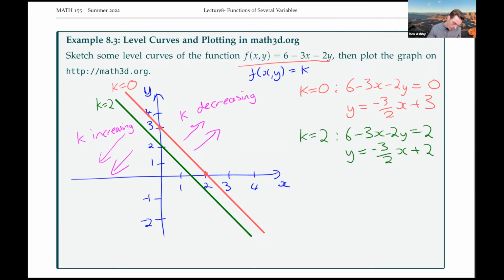And if we move along any of these curves here, then our output is going to be fixed. Okay, it's going to be constant. So if we move anywhere along this green line, the output of our function is always going to be equal to 2. We can plot these sorts of functions on Math 3D.